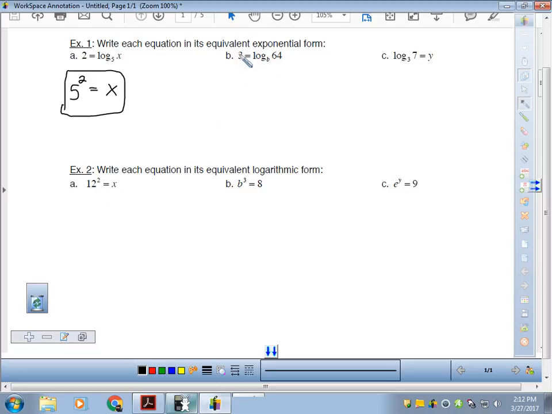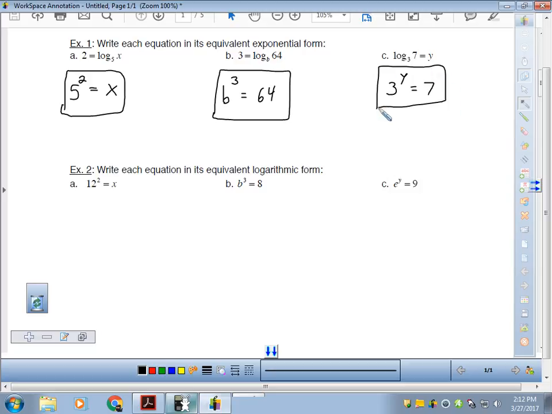On b, we have 3 equals log base b of 64. Again, identify your base first. My base is b. Then get your exponent. My exponent is 3, equals, and my solution on the inside of the logarithm is 64. And then letter c, we have log base 3 of 7 equals y. What's my base? My base is 3. What's my exponent? It's on the other side of the equal sign, so it's y, equals, and my solution is inside the logarithm, so it equals 7. We took 3 logarithms and rewrote them as exponentials.